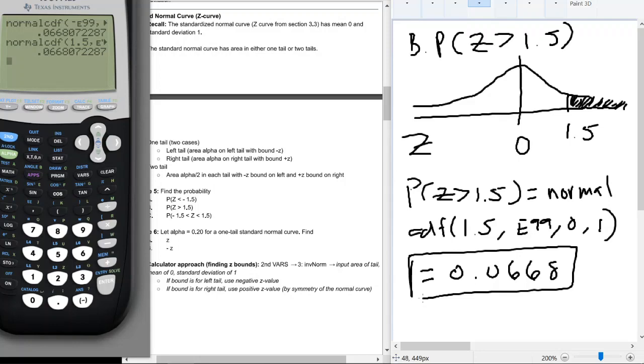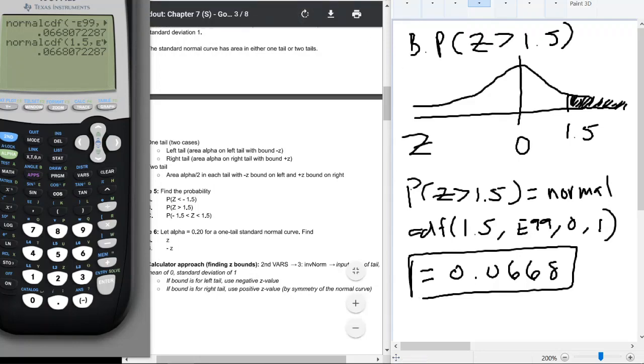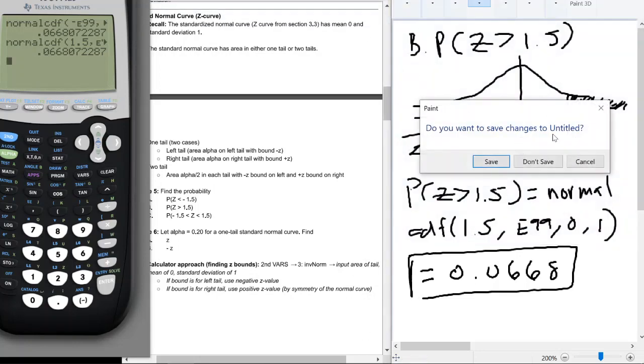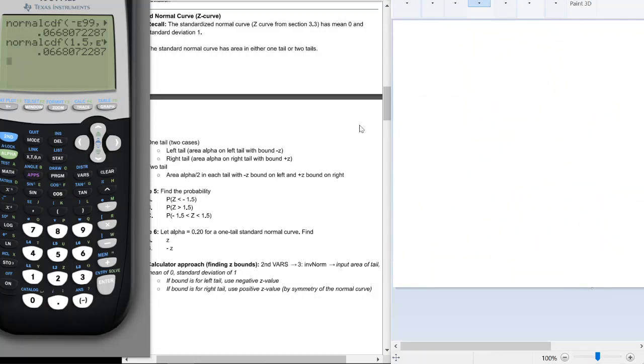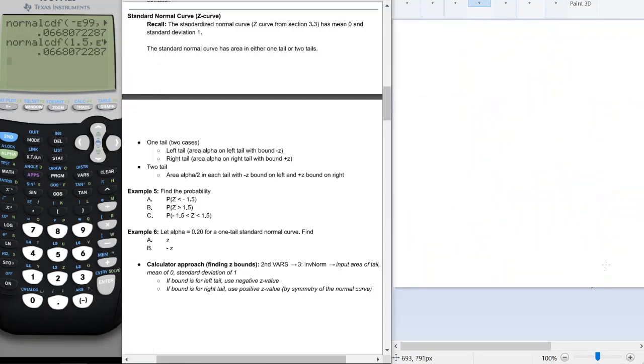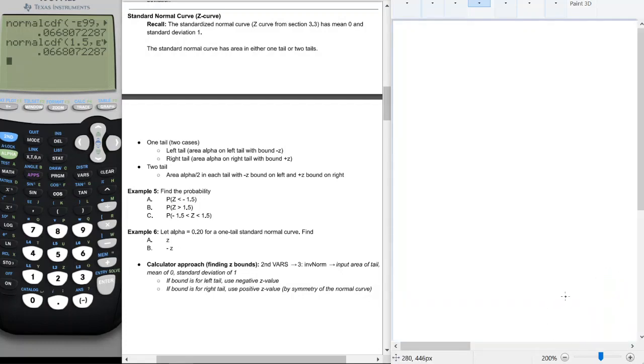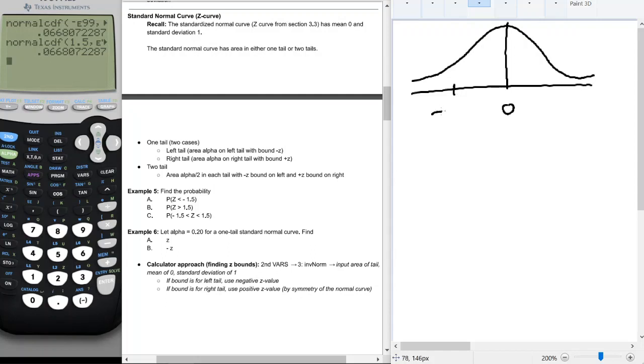Part C will be very similar to what we've done before. This one will ask for the area in between. To find the area between negative 1.5 and 1.5, we have our bell curve. Once again, we're centered at 0, and we would like to place negative 1.5 and 1.5 on the bell curve. Negative 1.5 should be on this side, positive 1.5 should be on this side, and we want to find the area between.